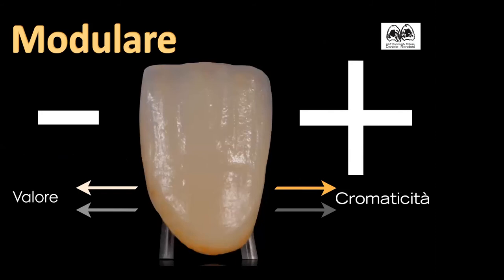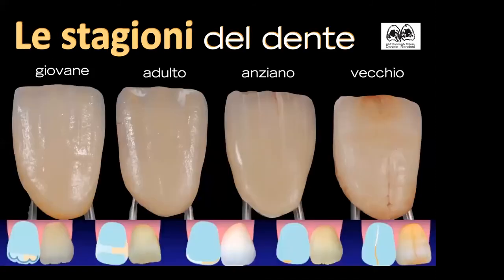Modulating the value on the fired mass. I can lower the value at will, or I can increase the chromaticity at will. According to the seasons of the tooth, I can reproduce high definition effects comfortably on the baked mass: young, adult, elderly, old. In every season, there is a transformation on the tooth. They have their own characteristics.